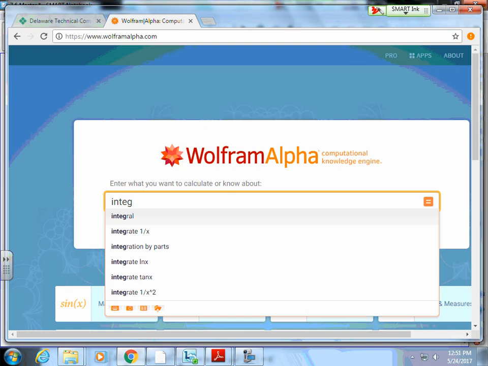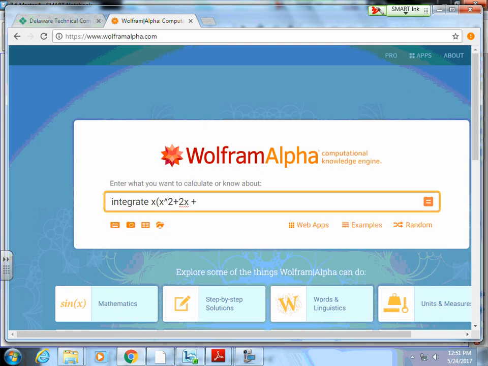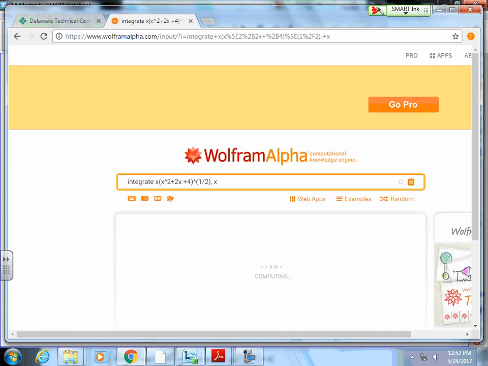Integrate. I want to integrate x times x squared plus 2x plus 4, close this, raise that to the half. You could put a half or you could put 0.5. And I'm doing this all in terms of x. Hit enter.